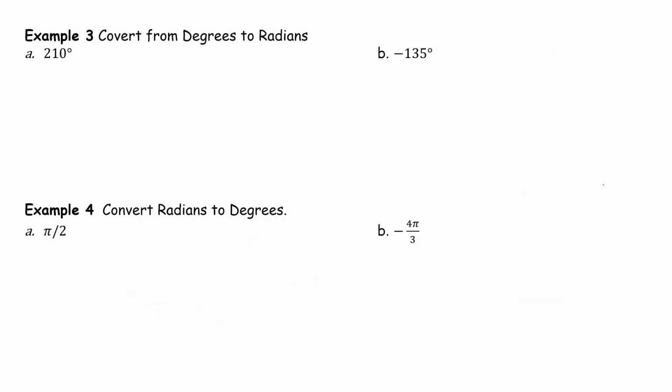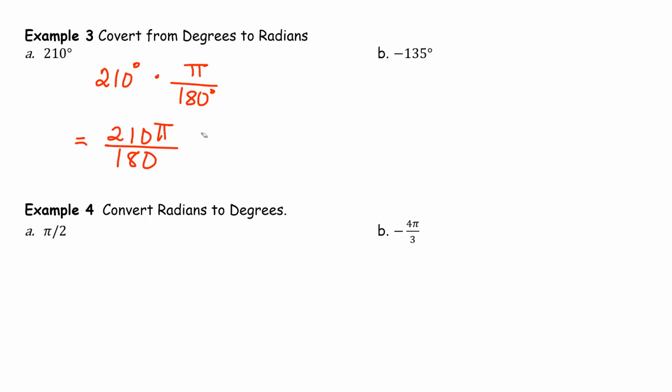Okay, so let's convert from degrees to radians. We're going to do this again, kind of like with unit fractions. If I want to convert 210 degrees to radians, I can just multiply that by 2 pi radians in 360 degrees, or to make it simpler, I could multiply it by pi radians for every 180 degrees. So the degrees will cancel, and I'll just have 210 pi over 180.